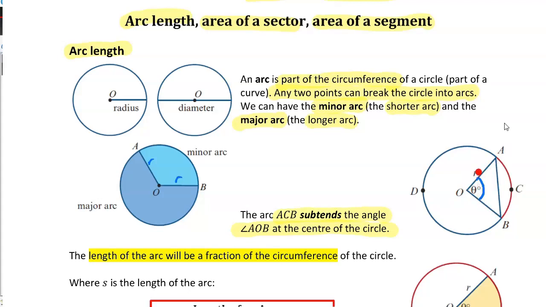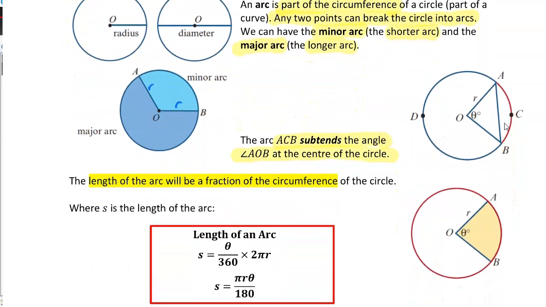So this is telling us the fraction of the circumference. We know that a circle is all the way around 360 degrees. That angle is telling us what fraction of the circumference that arc actually makes up.